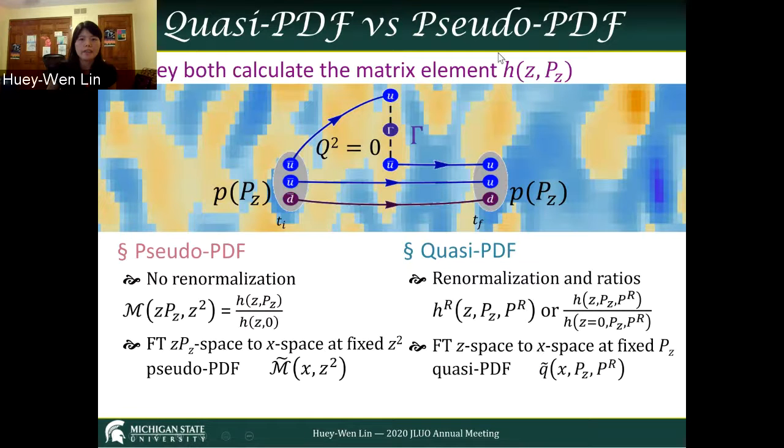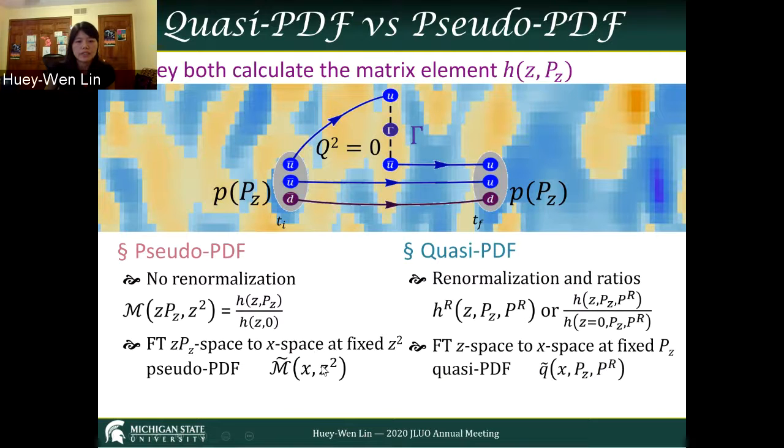And with the pseudo-PDF, once you obtain this matrix element, the very nice feature is you take a ratio between non-zero PZ and zero PZ. And there is a nice feature about this because the complicated procedure that took us a few years to figure out, renormalization, cancels out. And there are also other nice features, and they have been working with different Fourier transformations.